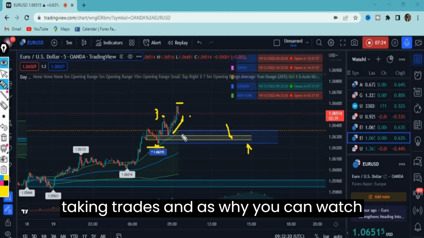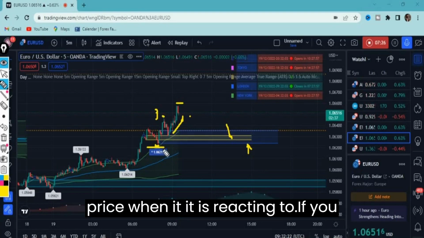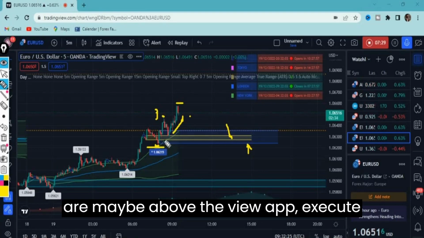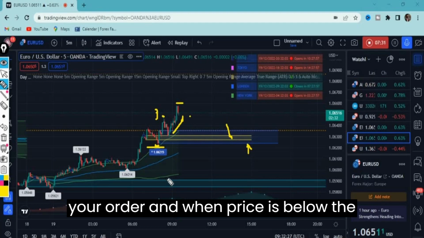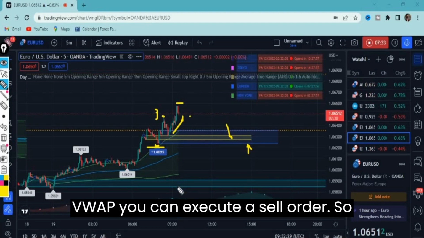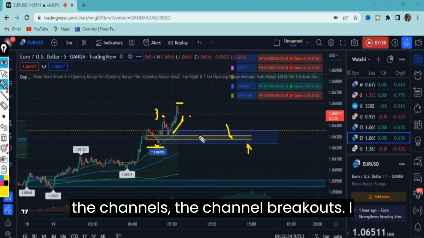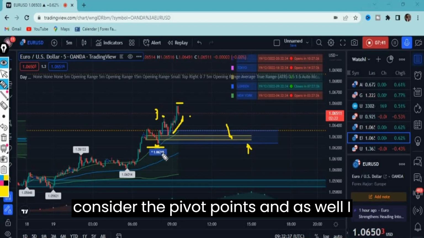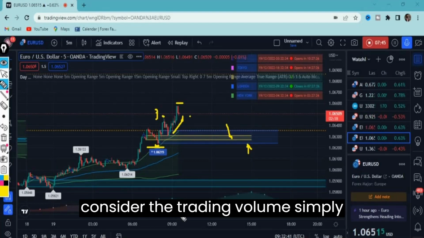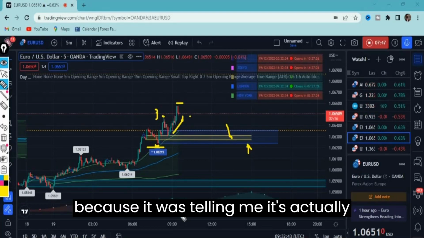And as well, you can watch price when it is reacting to the VWAP. Maybe above the VWAP, execute your buy order, and when price is below the VWAP, you can execute your sell order. So those are things I really consider: the channels, the channel breakouts, the pivot points, and as well I considered the trading volume, simply because it was telling me it's actually high.